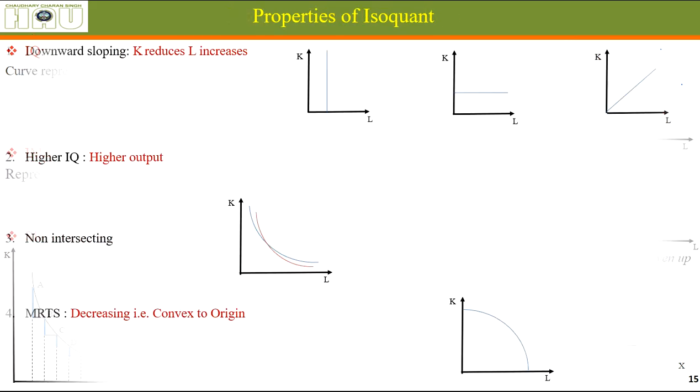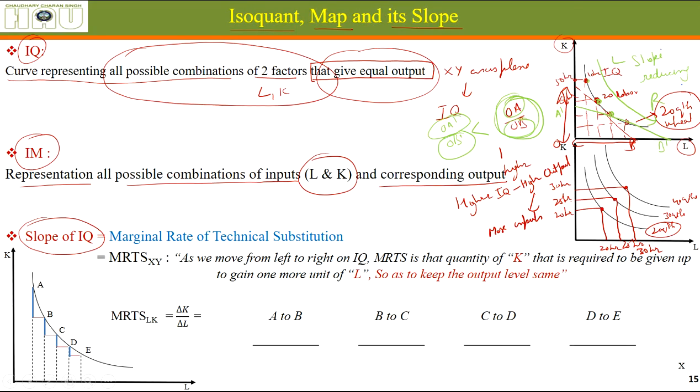Okay, that's simple. So the slope of the isoquant is called the marginal rate of technical substitution, or you can call it MRTS. Alright, MRTS between X and Y. This subscript is very important. How do we write the subscript? Oh sorry, I think you should write it as L and K.